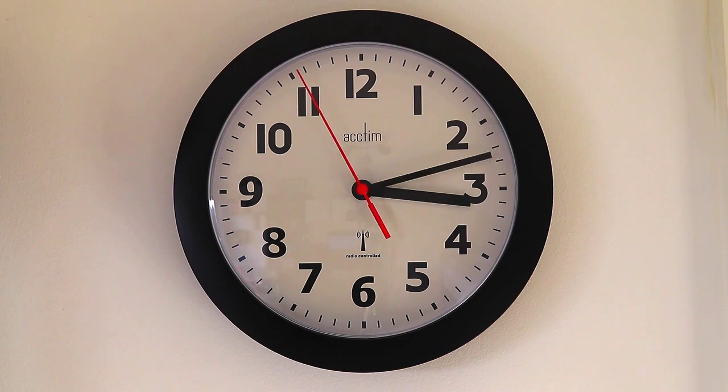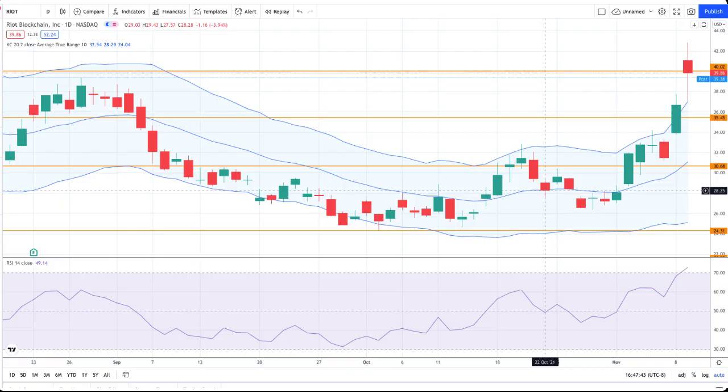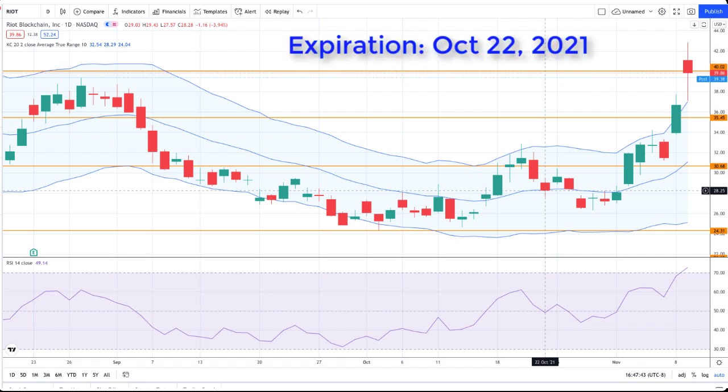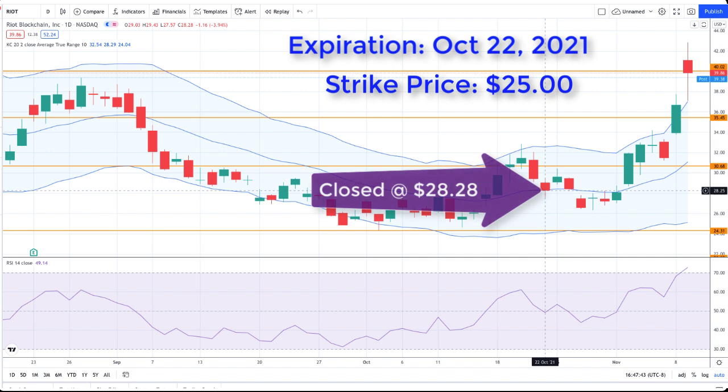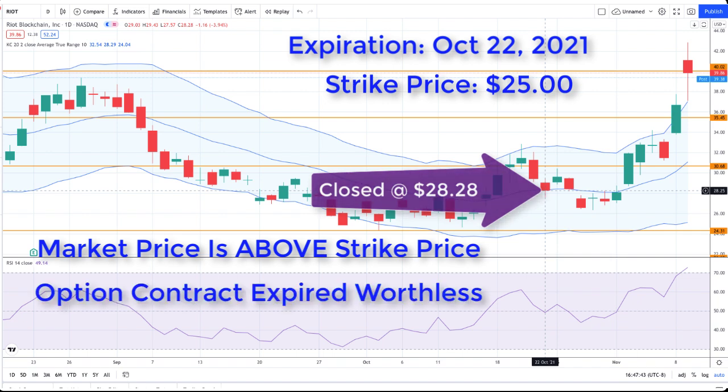Now let's jump forward 7 days to the expiration date to find out what happens with this option contract. Here's a daily chart going back almost 3 months, but I want to focus on the expiration date of October 22nd. Just as a quick reminder, my option has a strike price of $25. Looking at the expiration date, we see that this stock closed at $28.28 per share. So for this cash secured put option contract, the market price finished above my strike price, which means that the option contract expires worthless.